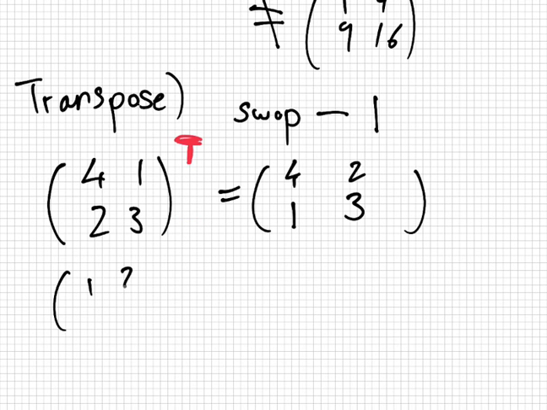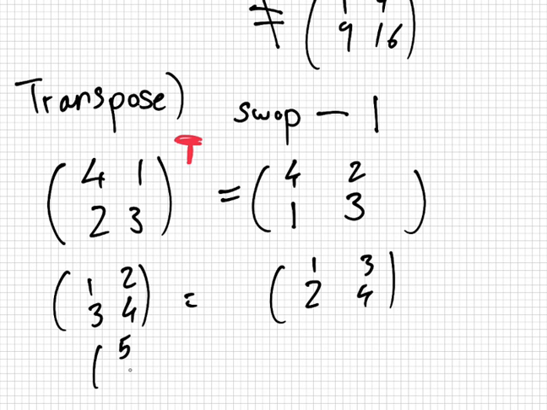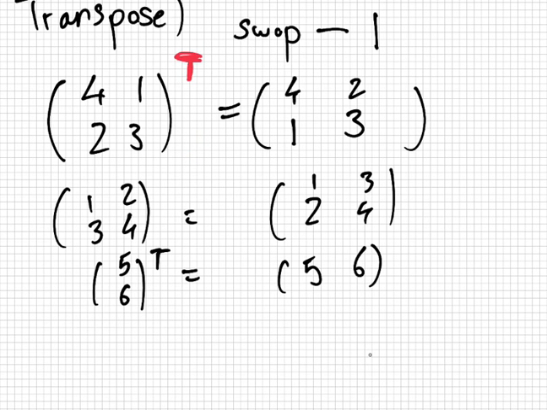Didn't some of them change their signs? No, that's with inverse. That's something separate. Transpose is just a swap. This will be 1, 2, 3, 4 like that. 5, 6 transpose, that would be 5, 6 across. 1, 2 transpose, that would be 1, 2 down. Yep, that's all. That's the only change.